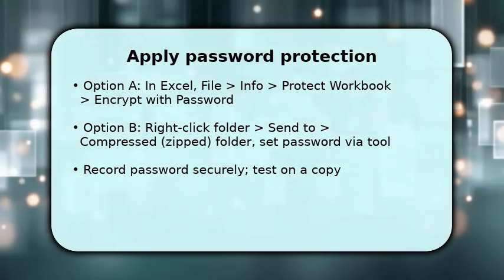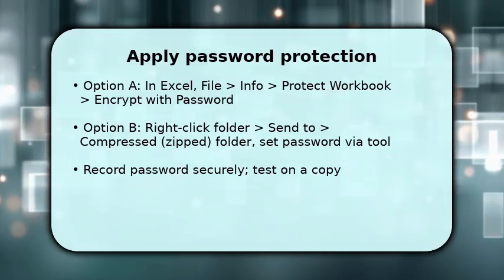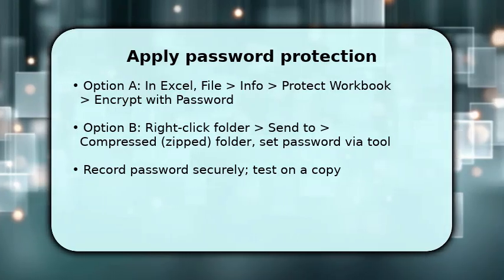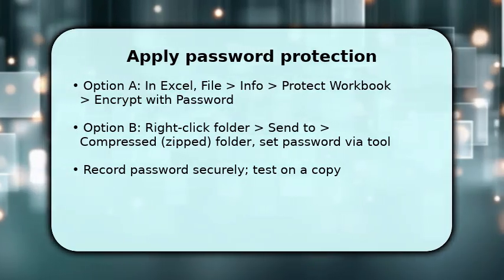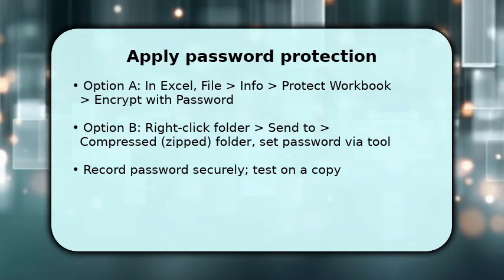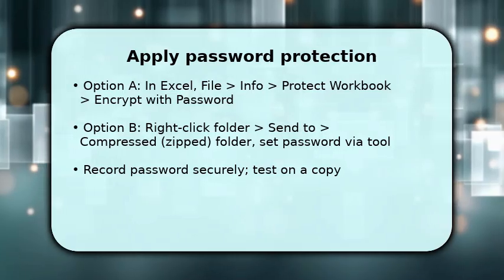If encrypting the workbook, open a file, go to File, Info, Protect Workbook, then encrypt with password. Enter a strong password and save. If you need folder-level protection, compress the folder into a ZIP, then use a compression tool that supports password encryption and set AES 256 if available.